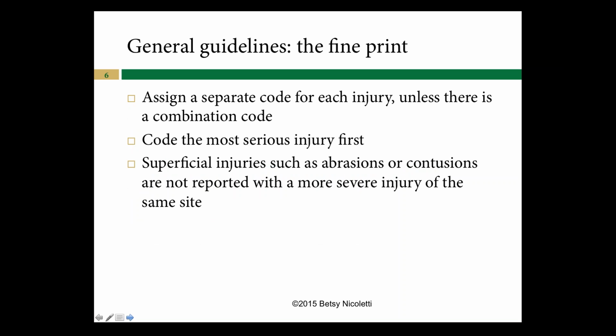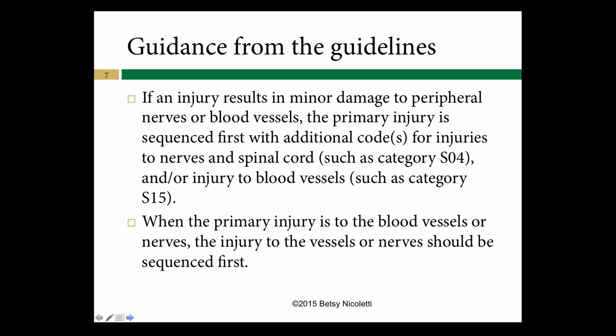So when I look in the fine print at the start of the code, it's very similar to ICD-9. It says assign a separate code for each injury, unless there's a combination code. Code the most serious injury first. So far, so good. That's what we do in ICD-9. And superficial injuries like abrasions or contusions that are at the site of a major injury aren't separately reported. So far, so good. When we're thinking about injuries to nerves and blood vessels, if those are minor damages, then we're going to sequence the primary injury first. But when the primary injury is to the blood vessel or to the nerve, we're going to sequence those first. And that makes sense to us too.